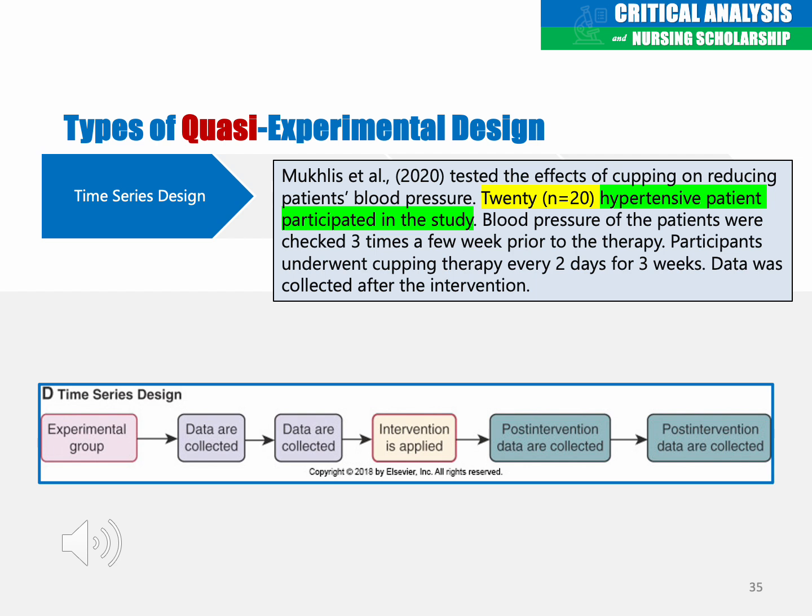Now, what are the pros and what are the cons of time series design? Because data were collected over multiple time points, here you can detect trends and rule out confounding events. And this type of research design is stronger than the previous quasi-experimental research designs that we have used.